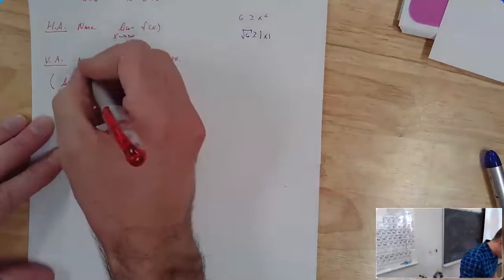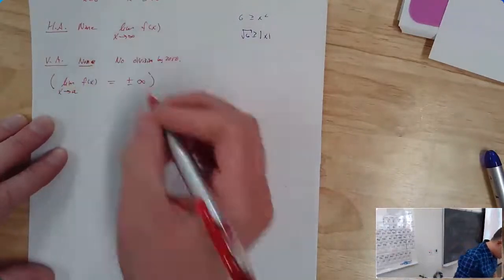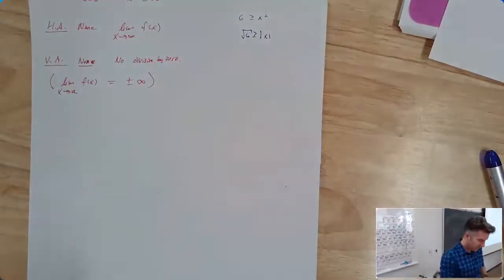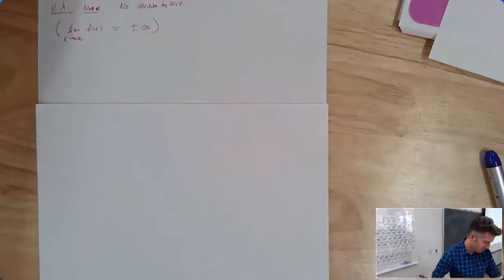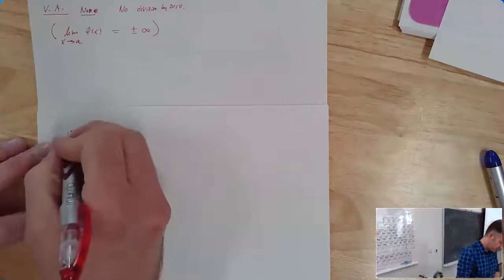None. It says none. Sorry. Nice. And because there's no division by 0, we move on to the first derivative stuff.